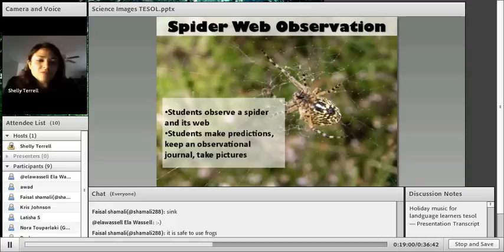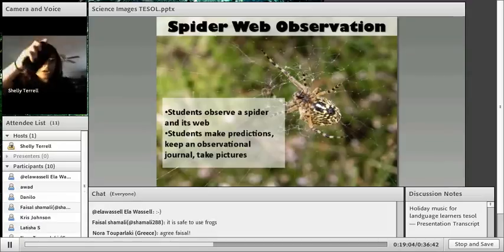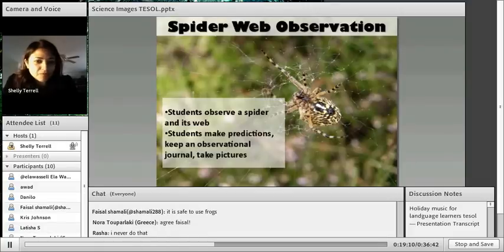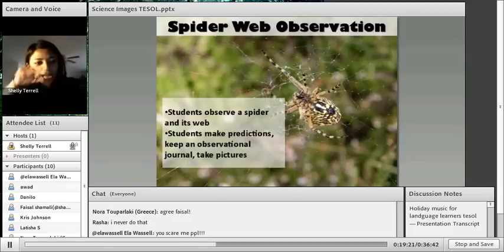Spider web observation. So this is really good, especially if you have something like a mobile device, or if the kids just have a simple camera. And what they do is they have to find a spider. It's very simple. They find a spider. They take a picture of this spider. And then every day they take a picture of the spider and its web. And they're seeing how the spider started with the web all the way from the beginning.